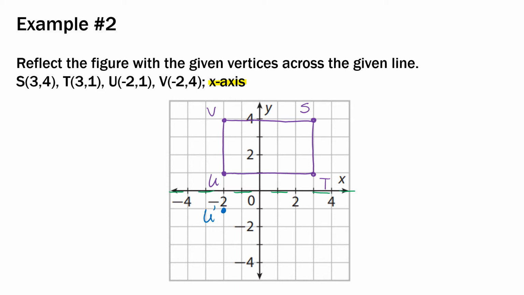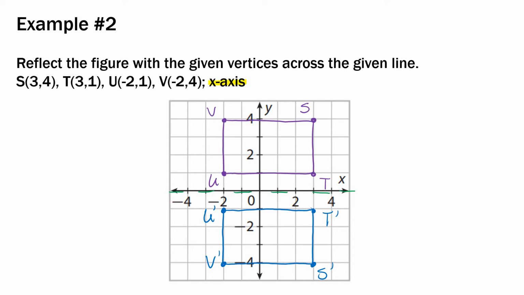And now I'm just going to do that with each of the points. So V is 4 units above, so the new one is 4 units below. S is 4 above, so the new one is 4 below. T is 1 above, so it's 1 below. And here is my new shape.